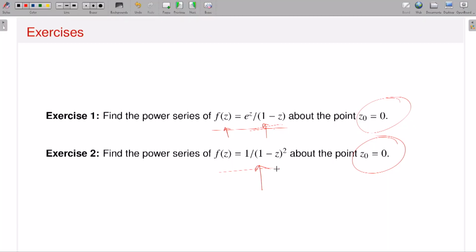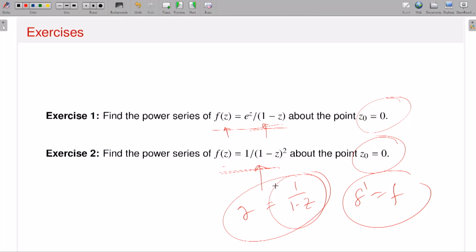Similarly here also. But to get this kind of power series, you can easily guess it, because if I know the power series of 1 by 1 minus z, then what is this function? If I let it be g, then g prime is nothing but f. So if I know the power series of g, then by term by term differentiation I can have the power series of f. So if I take the derivative of g, which is nothing but f, by term by term differentiation, if I know the power series of 1 by 1 minus z, I will have the power series of 1 by (1 minus z) square.